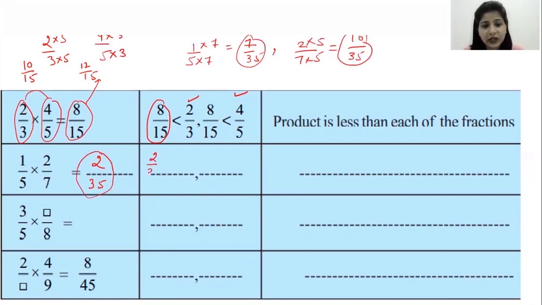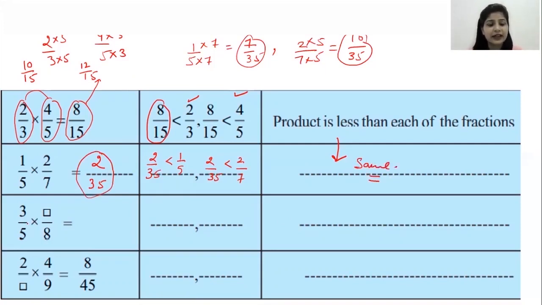So we can say 2 upon 35 is less than 1 upon 5 as well as it is less than 2 upon 7. Okay, so we can write the same statement here as well, that the product is less than each of the fractions. Same result we are getting.